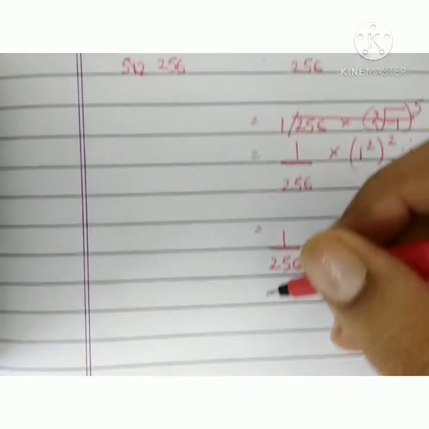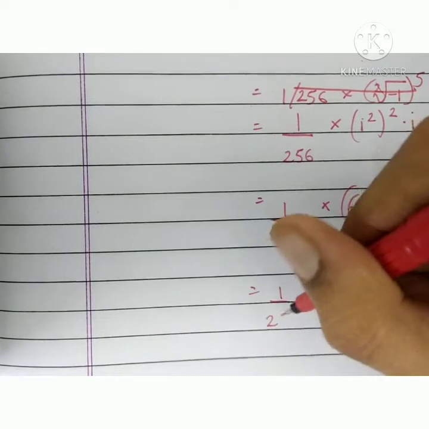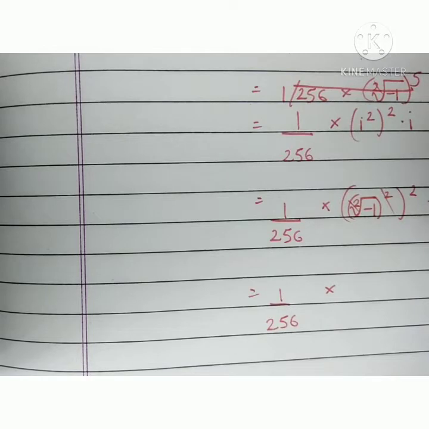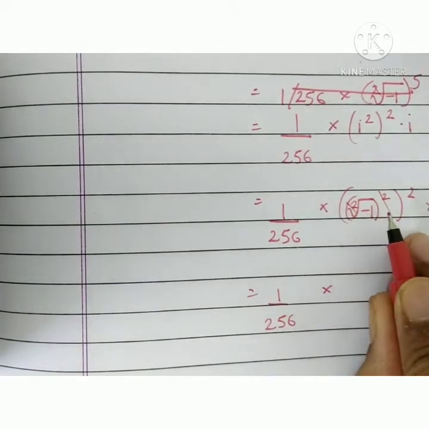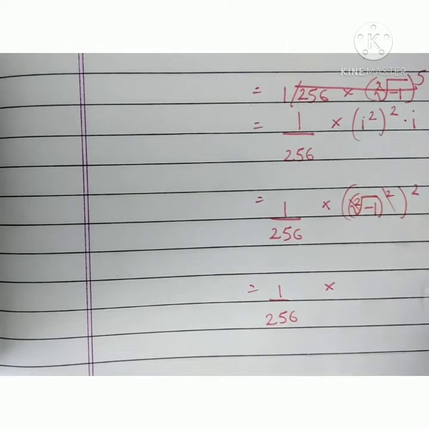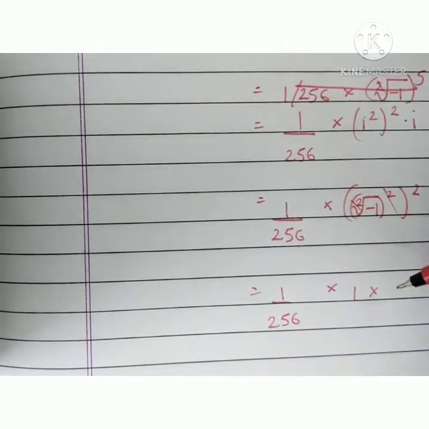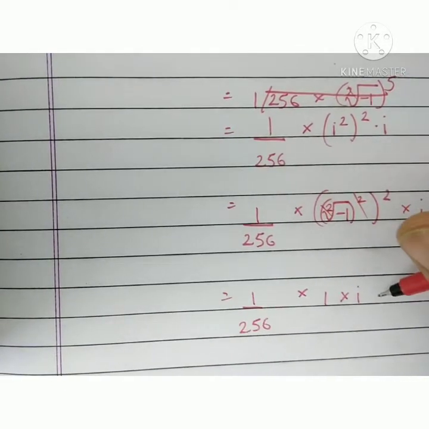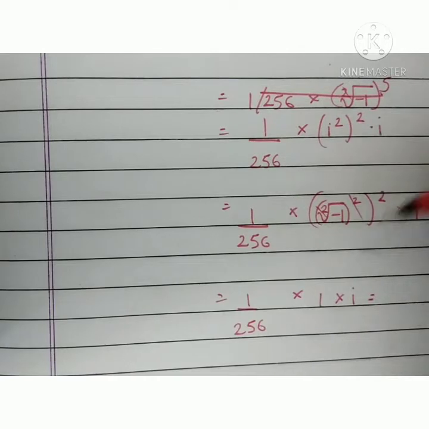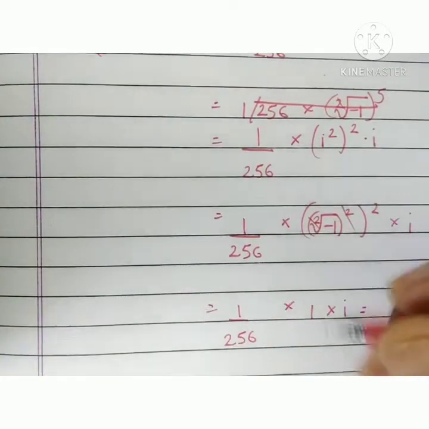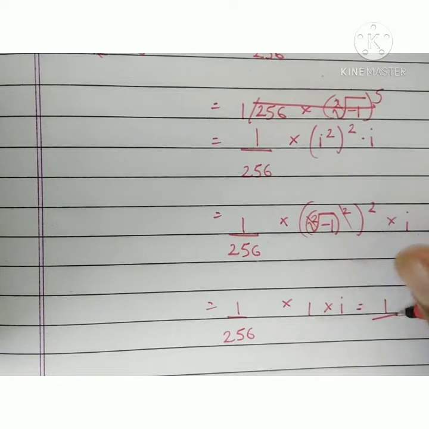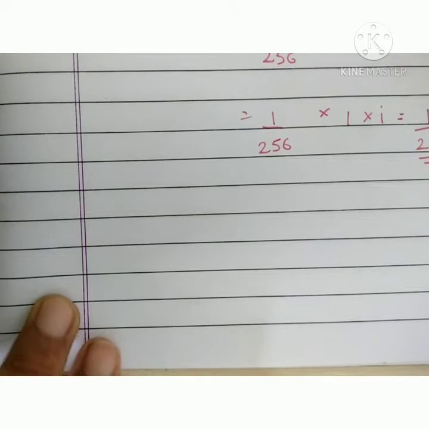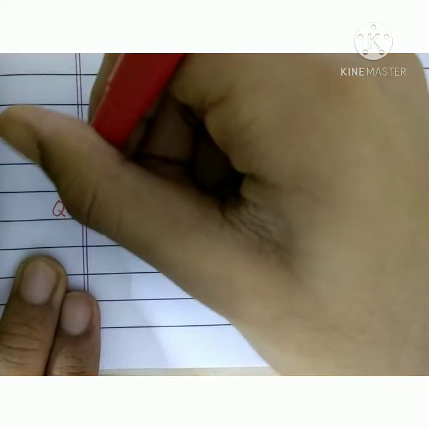So now let's go to the next step. 1 by 256 multiplied by... now this root and this root will get cancelled, right? So what is left? Minus 1 whole square. Minus 1 whole square is what? 1. Multiplied by what is left, our i, which is left up here. I cannot do any further calculations, so my answer would end up here: 1 by 256 i. This is my answer.